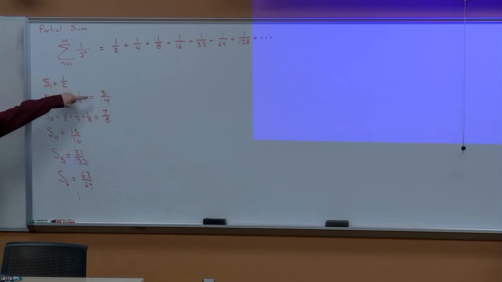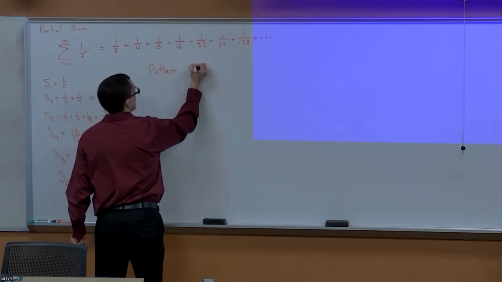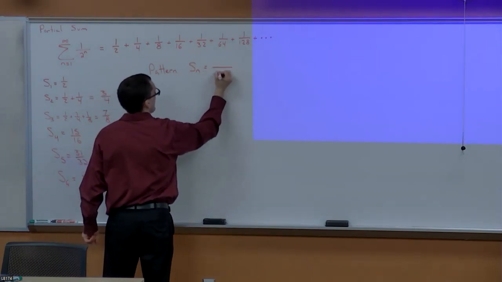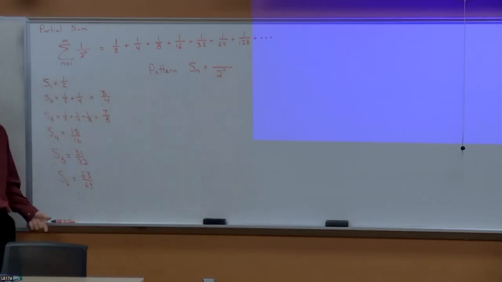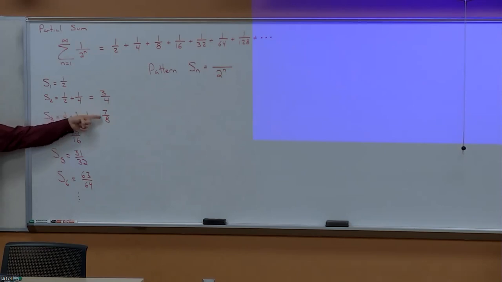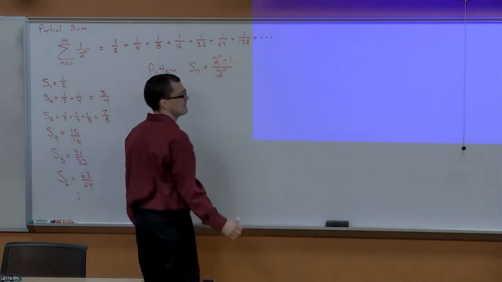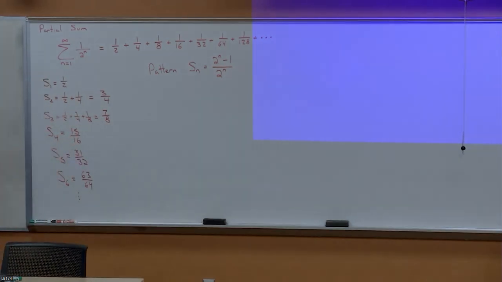What's the pattern that we see here? Well, the denominator is always the next power of 2. So the pattern for my partial sums is that the denominator is 2 to whatever n power. So 32 is 2 to the 5th, 16 is 2 to the 4th, 8 is 2 to the 3rd. We got that. So it's 2 to a power. And then the numerator is always 1 less than the denominator. So the denominator minus 1. So that's the pattern.